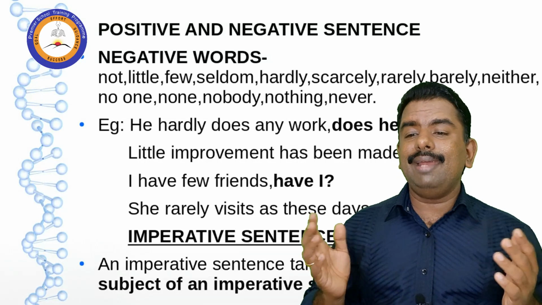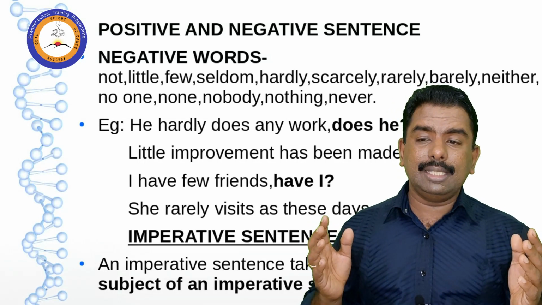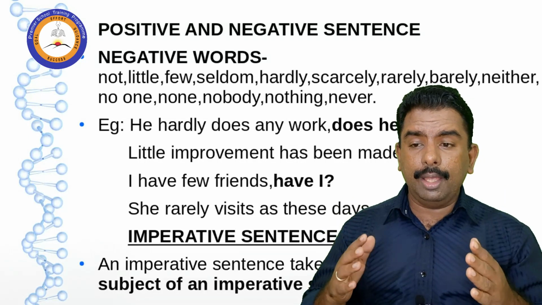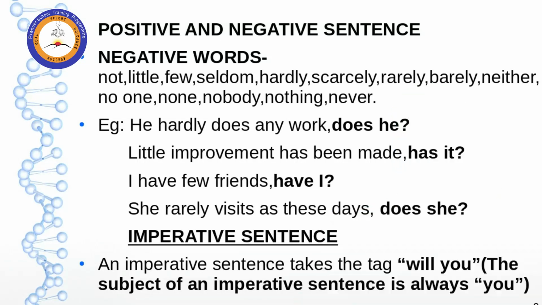She rarely visits us these days. Visits is a verb, the simple present verb form. So we know that the auxiliary verb of simple present is does. So we used it: does she. We just created the question tag as does she.